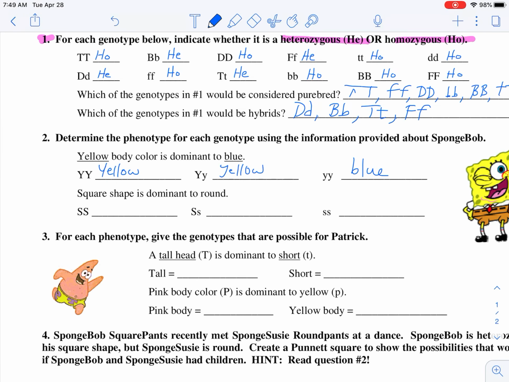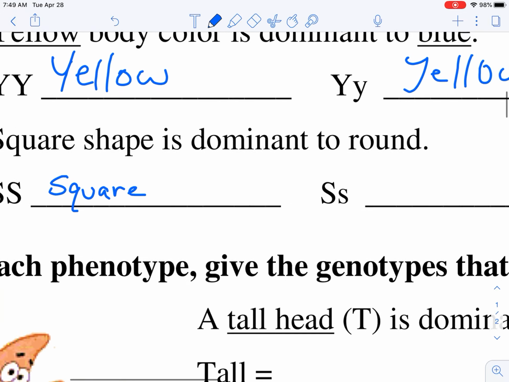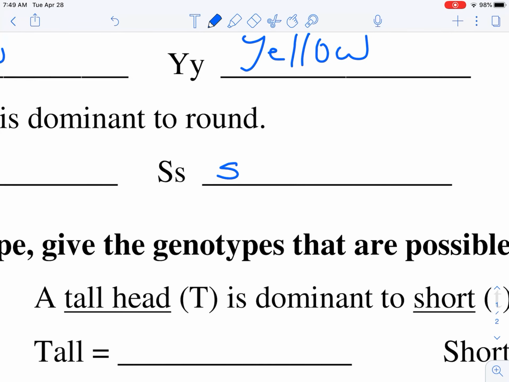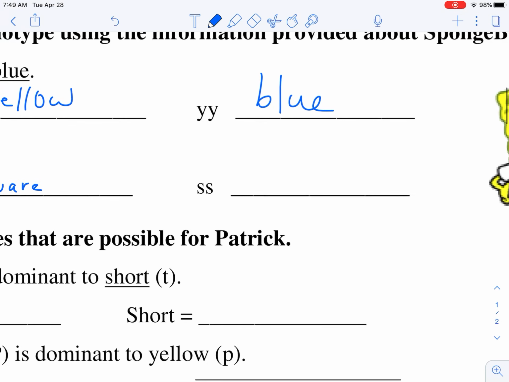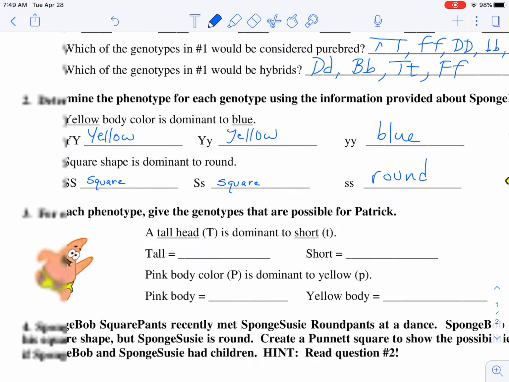For the square shape, being dominant over round, we've got 3 genotypes here. 2 capital S's would be square. A capital and a lowercase would still give you square because you have one of the dominant form. And then with 2 lowercase s's, you would get a round phenotype.